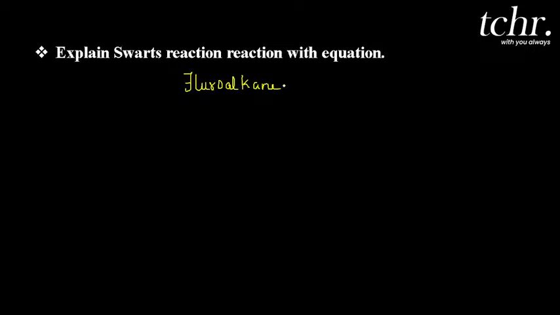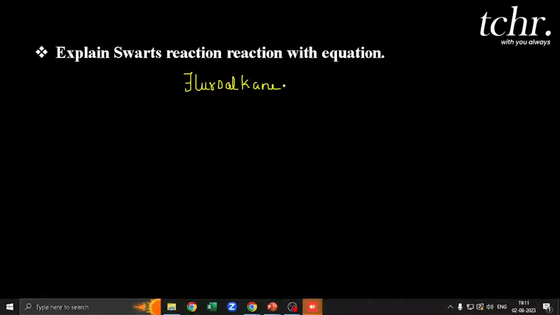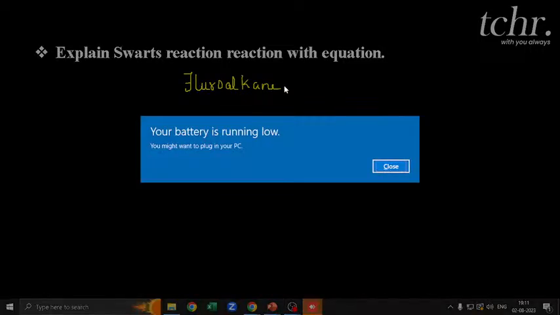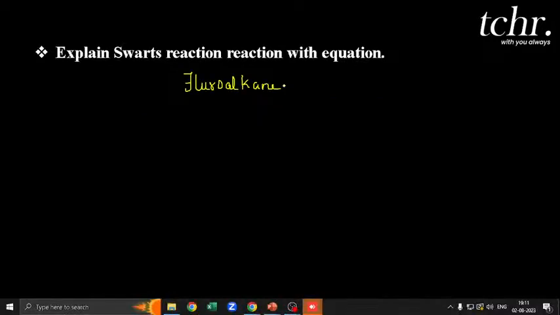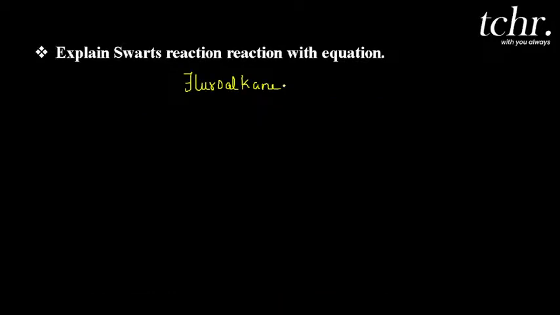So first you write the explanation: what is the reactant you are taking. You treat the reactant with the substrate, and what is the catalyst you are going to use, and then you write what product you have obtained, right?